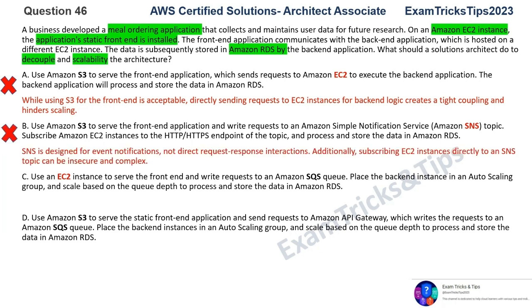The third option says keep EC2 to serve the front end and write requests to an Amazon SQS.